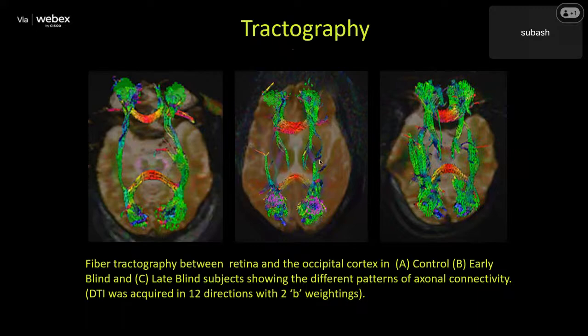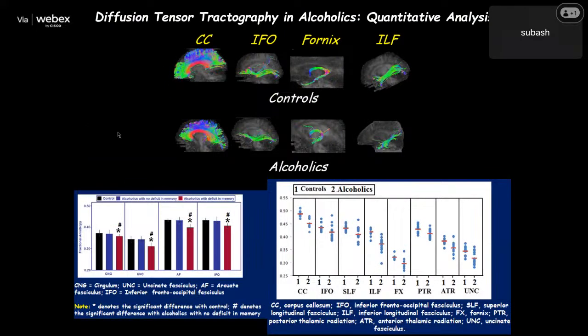So this is how one can show this. This is diffusion tensor imaging on an alcoholic brain. You can see how the diffusion fibers are thinning out. That means fractional anisotropy is reduced in these patients who are alcoholic, compared to the healthy controls. You can see how these fibers are thinned out. So that means FA values are decreased in this.